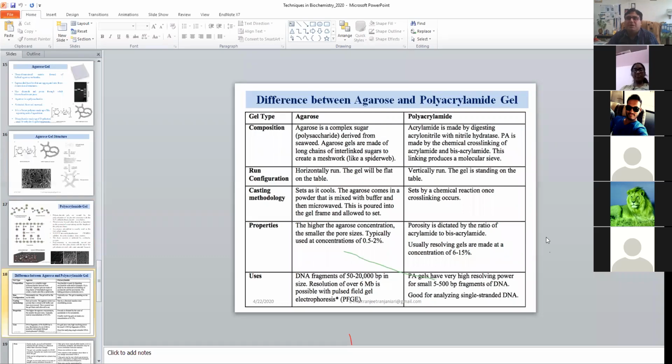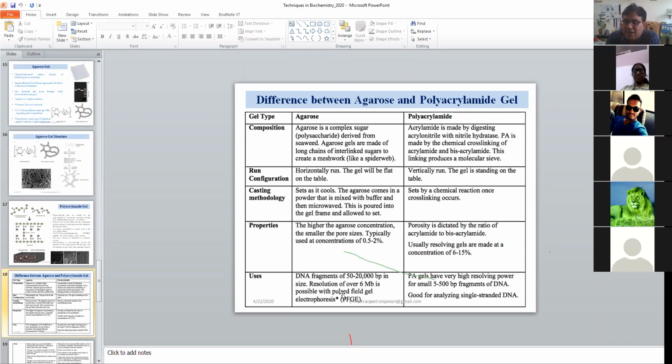So now this is very important. Many times this question has been asked: what are the differences between the agarose and the polyacrylamide gel? Some of the differences: composition, I have already told you the composition of agarose and polyacrylamide. Then run configuration: most of the time agarose is used in a horizontal unit, whereas polyacrylamide gel is used in a vertical unit. Then casting methodology, that I have already explained to you. Properties: the higher the agarose concentration, the smaller will be the pore size, and the same holds good for acrylamide and bisacrylamide PAGE gel also.